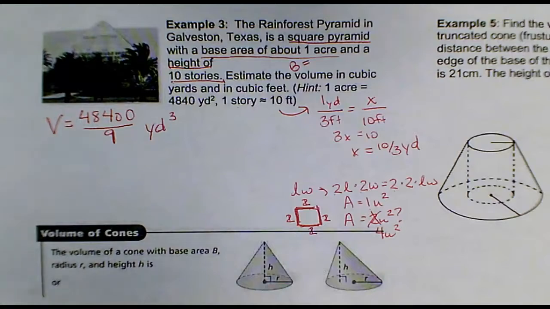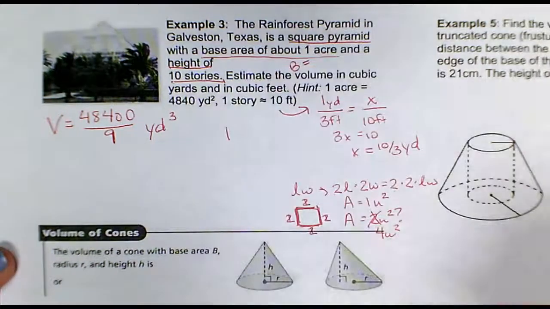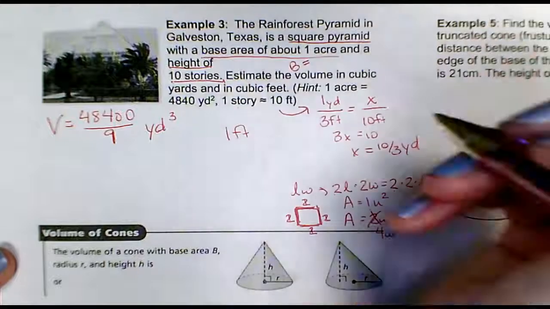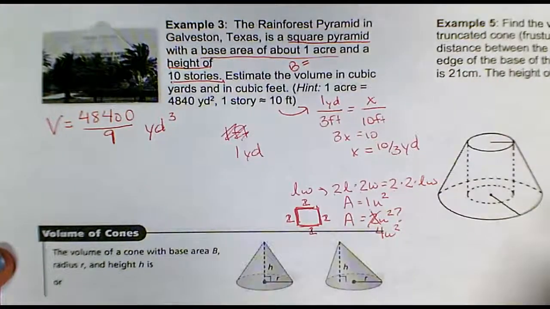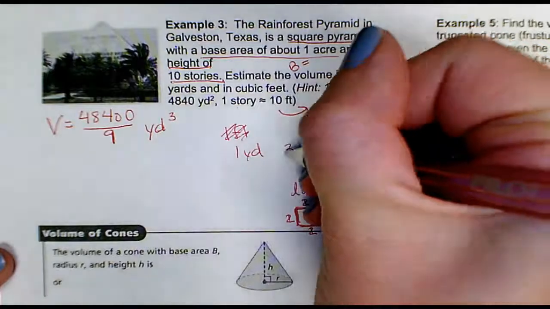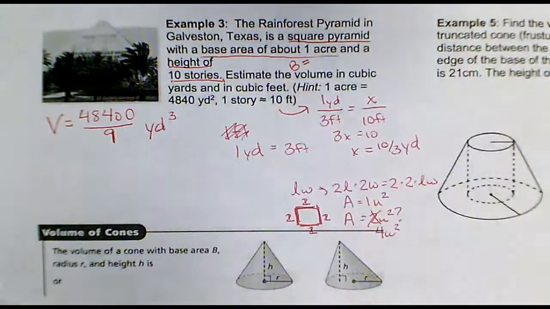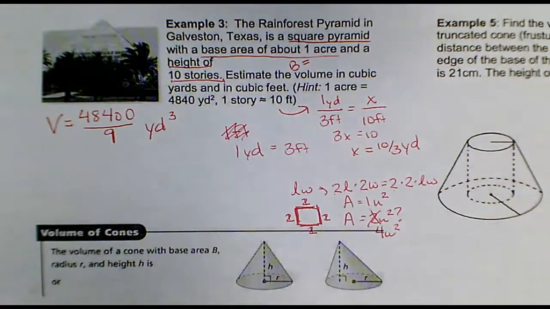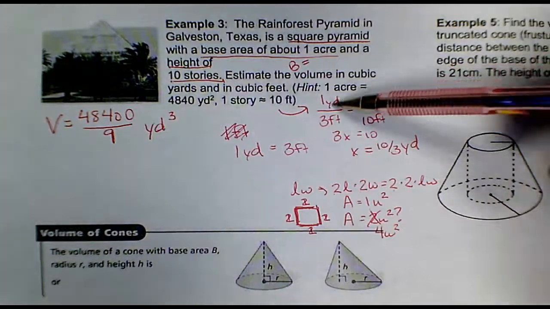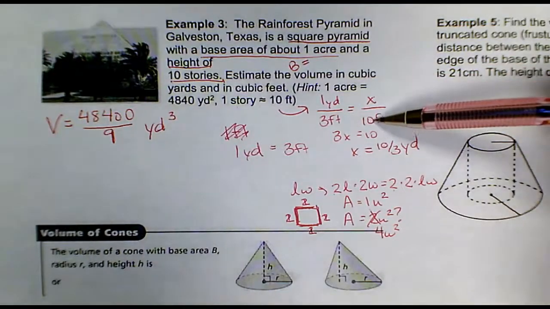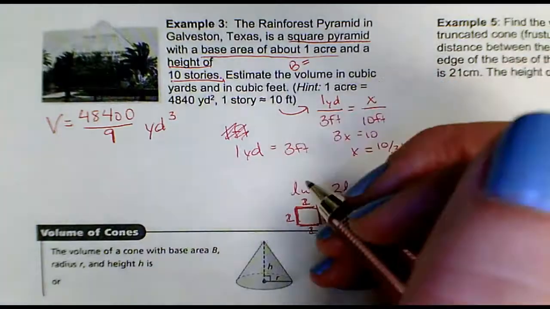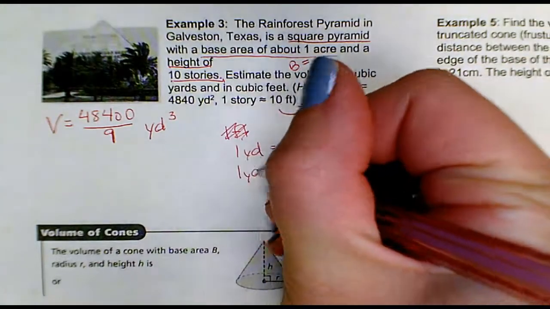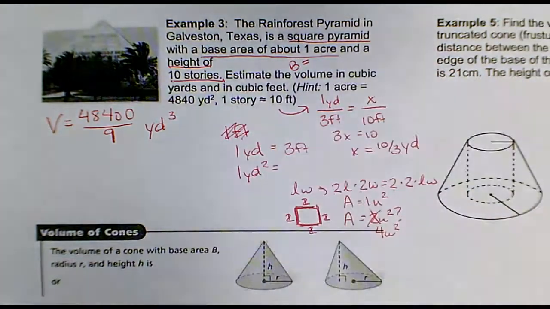So let's talk about if I have 1 yard, and 1 yard is 3 feet, right? So 1 yard is equal to 3 feet. We found out that we can convert this, and 10 feet is 10/3 yards, but that's not the point, because now what I want to do is figure out what 1 square yard is.